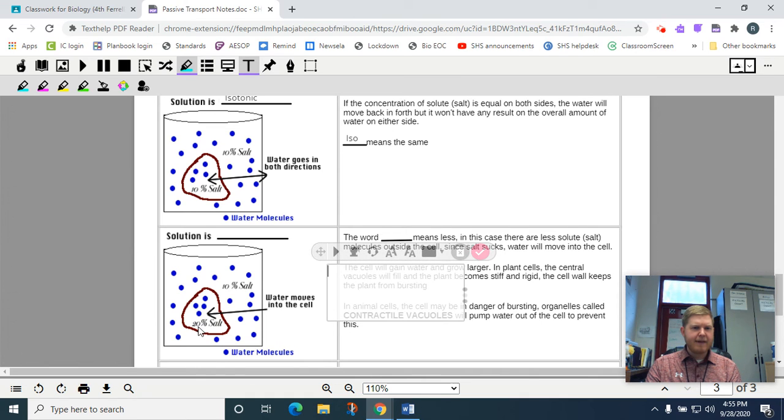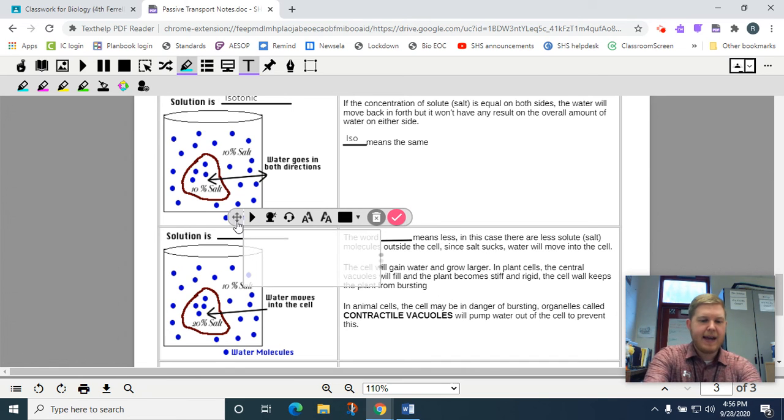The next thing we have is this case where we have more salt inside than outside. So if we pretended, okay, 10% salt, that means there's 90% water out here. 20% salt, that means there's 80% water. So 90% water on the outside, 80% on the inside. So it's going to go high to low. And so what happens is water is going to go inside the cell.